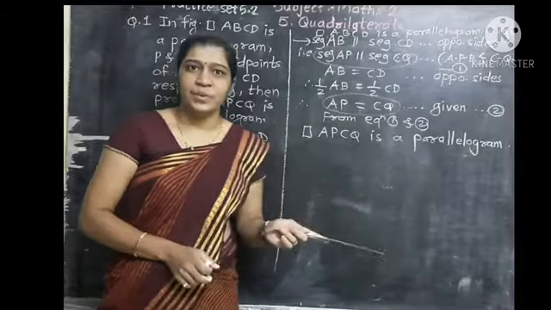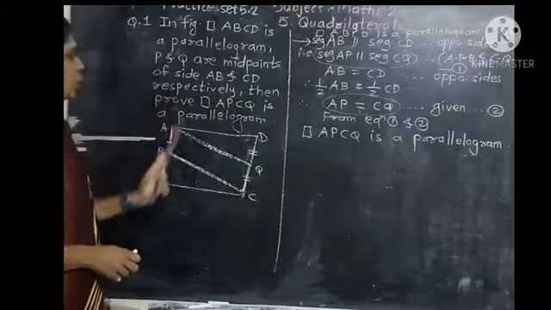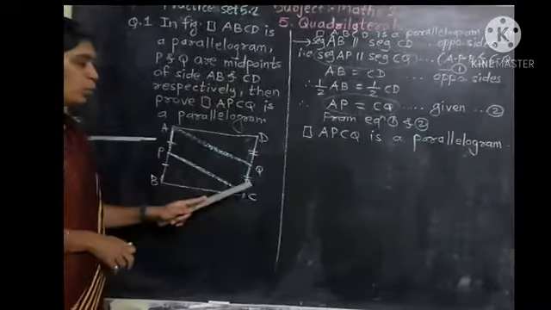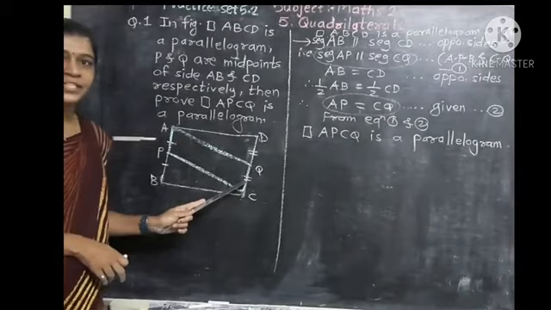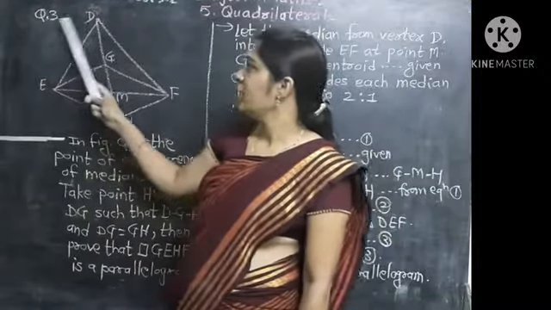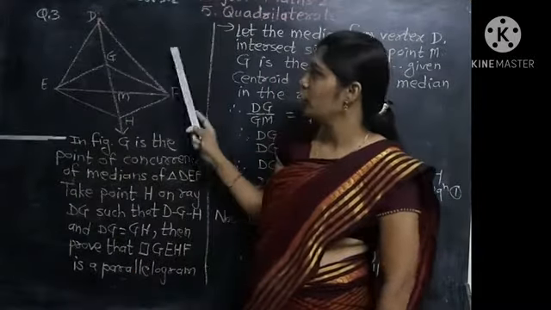Okay, it is very simple. Okay, understand? We have to prove it is a parallelogram. So we have to prove any one of the opposite pairs is parallel and congruent. Okay, understand? Now see the third example in Practice Set 5.2.